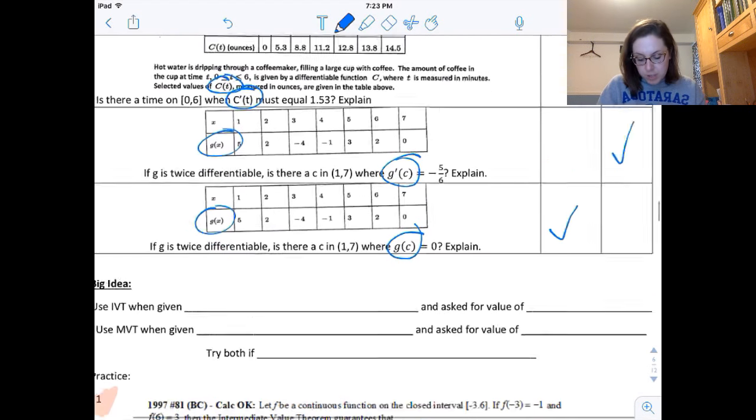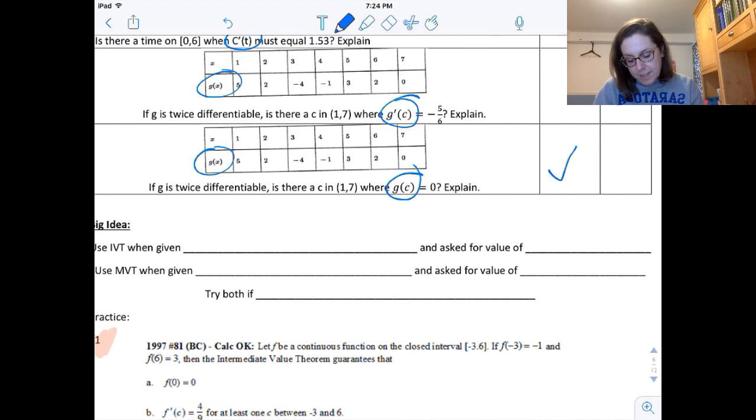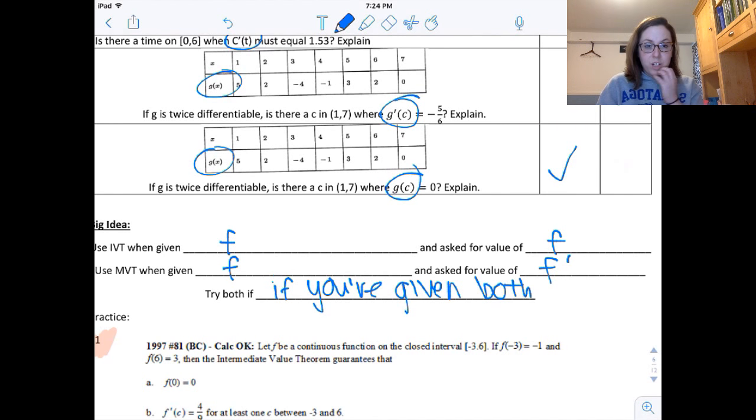So use IVT when given, let's say F, and ask for a value of F. Use MVT when given F and ask for a value of F prime. And try both if you're given both, because one might seem like it doesn't work, but the other might. We're going to look at a question like that in a second.